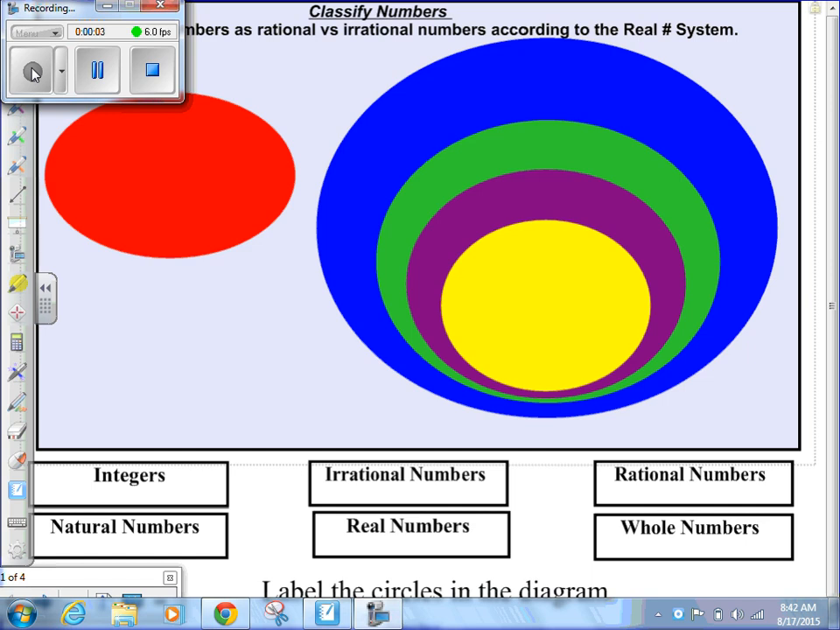Hello, tigers. Today we're going to learn about classifying numbers. Classifying numbers can help us just to learn more about our number system.